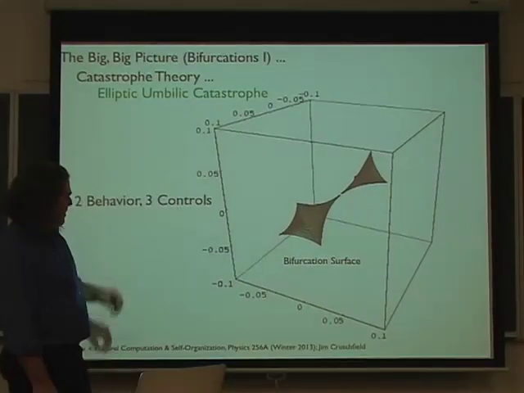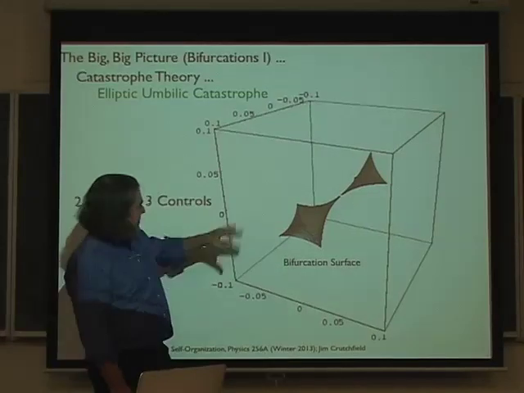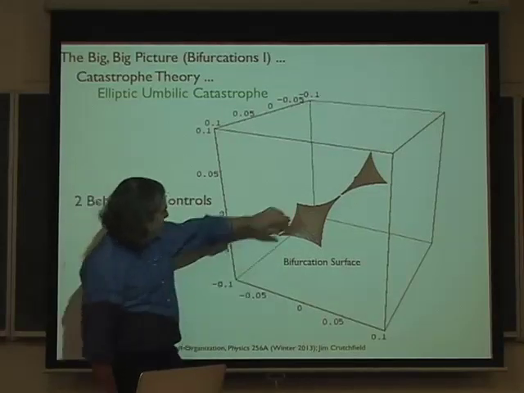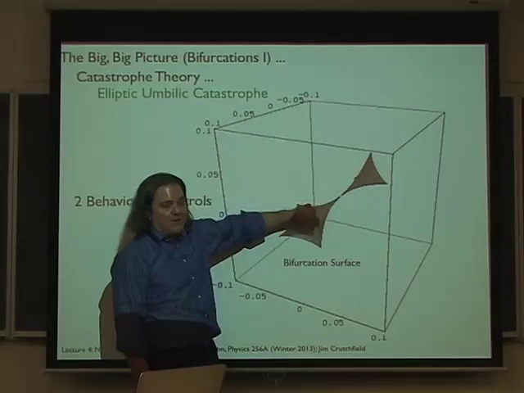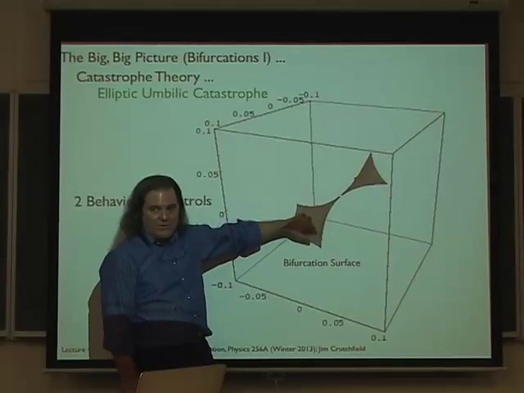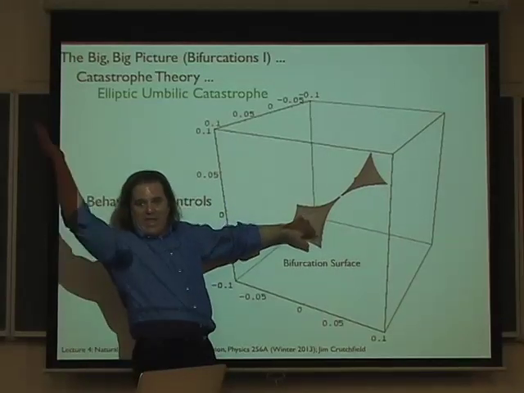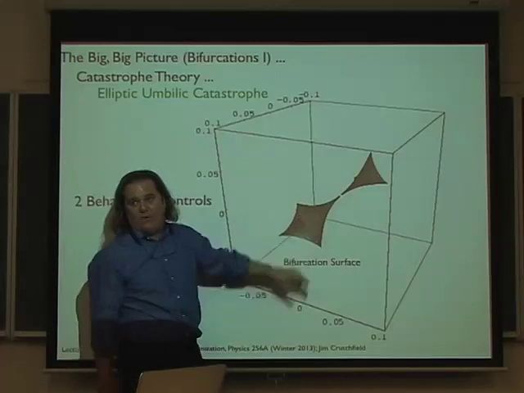So the surface is the set of points in the 3-dimensional control space where the number of solutions changes. I'm not plotting the behavior space, the behavior axis, at all.